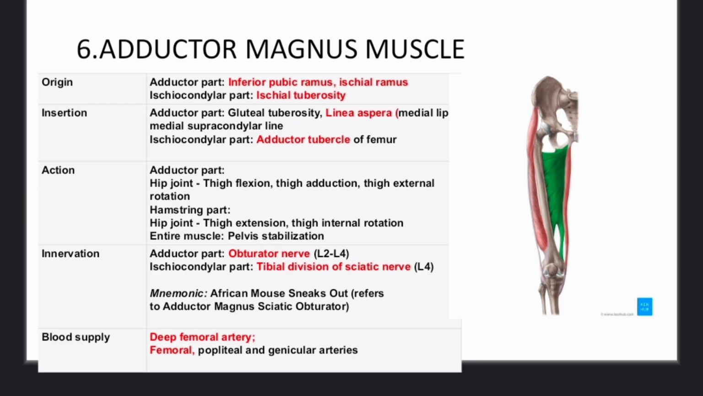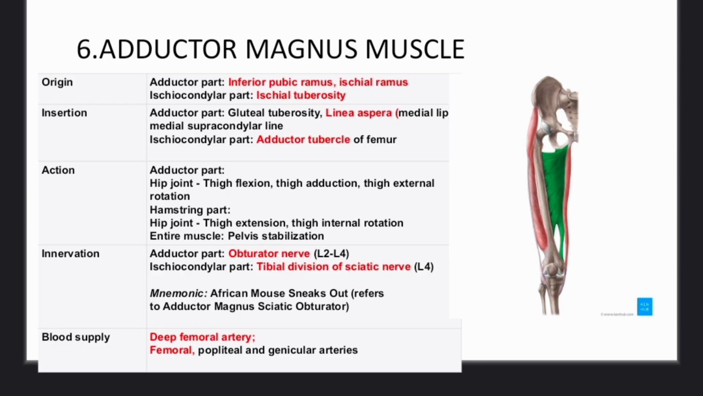So origin: adductor part originates from the inferior pubic ramus and ramus of the ischium, whereas hamstring part, that is ischiocondylar part, originates from the ischial tuberosity. And insertion: adductor part is inserted to the linea aspera of the femur, whereas hamstring part is inserted to the adductor tubercle of the femur. So remember that adductor tubercle is a special bony prominence on the femur, where the hamstring part of the adductor magnus inserts.